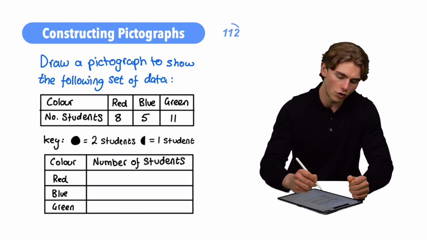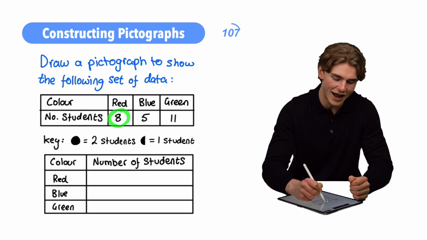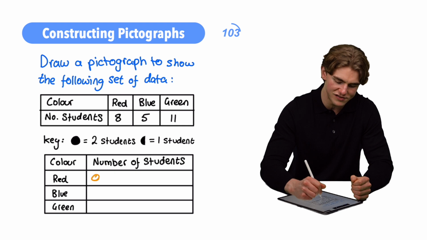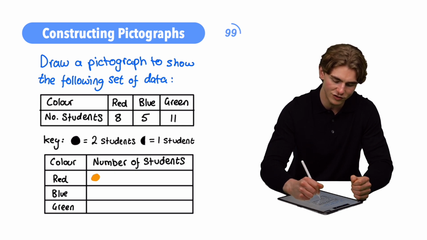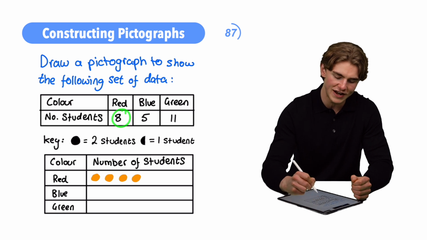So first off, drawing our red, we know that we need 8 students to be represented in our red row. So we're going to start off by drawing one circle. That circle is going to represent 2 students. So we're going to draw another circle, carrying on because we've not gotten to 8 yet. So we draw another circle. That's going to take us from 2 to 4. Drawing another circle, we're going to go from 4 to 6, and then we need one more circle. That is going to take us from 6 to 8, and now we can stop because we've represented our 8 students. Now, what about our blue?